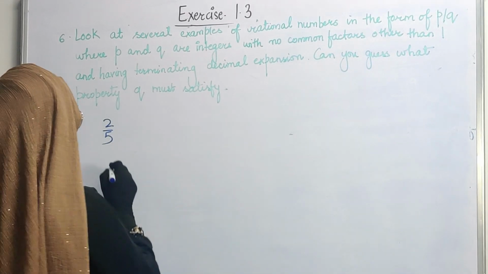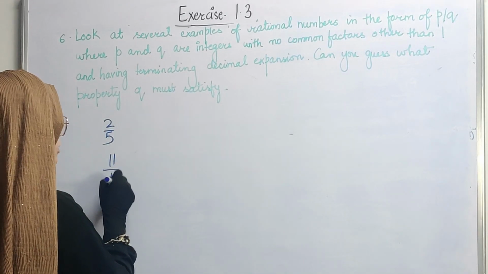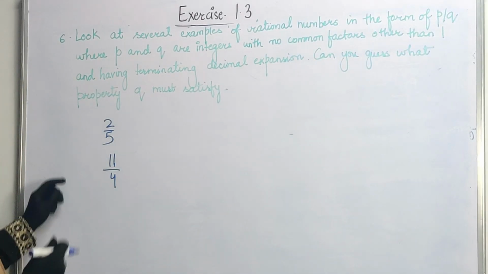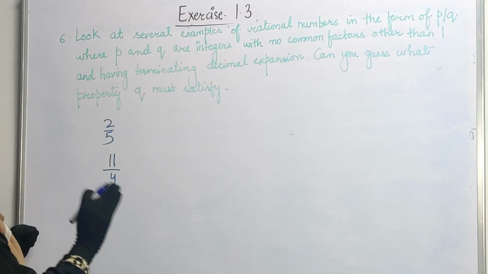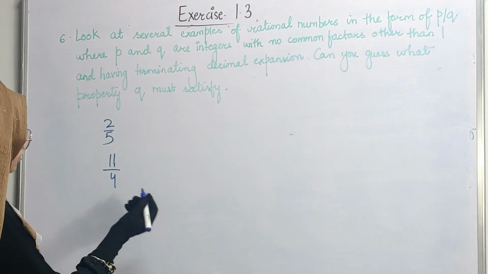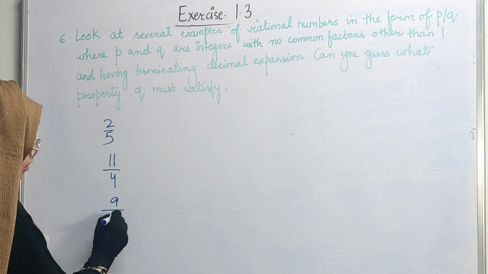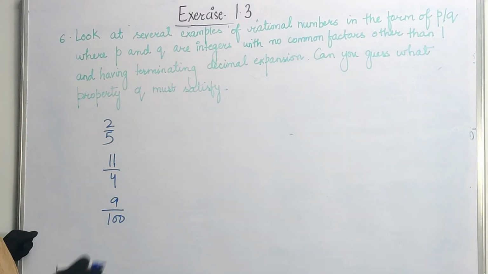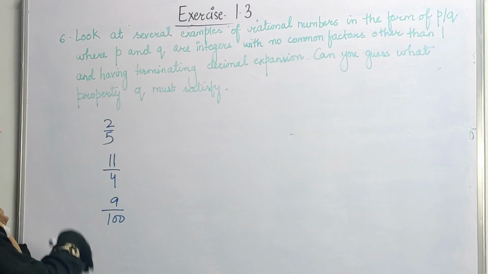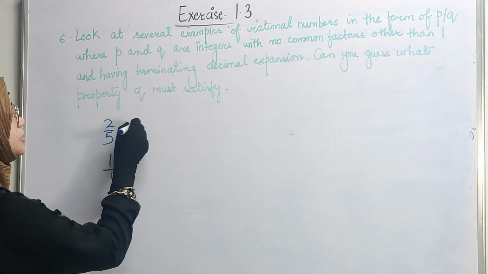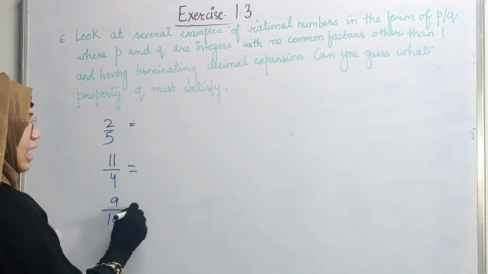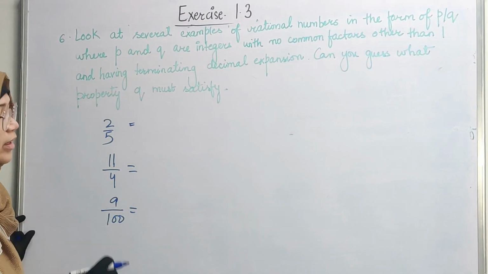Okay, you can say that 11 upon 4, which do not have common factors. उनके denominator और numerator में कोई भी common factor नहीं होना चाहिए. Or you can say that 9 upon 100. These do not have common factors and have terminating decimal expansion. What are terminating decimal expansions? Which have to terminate at some point.